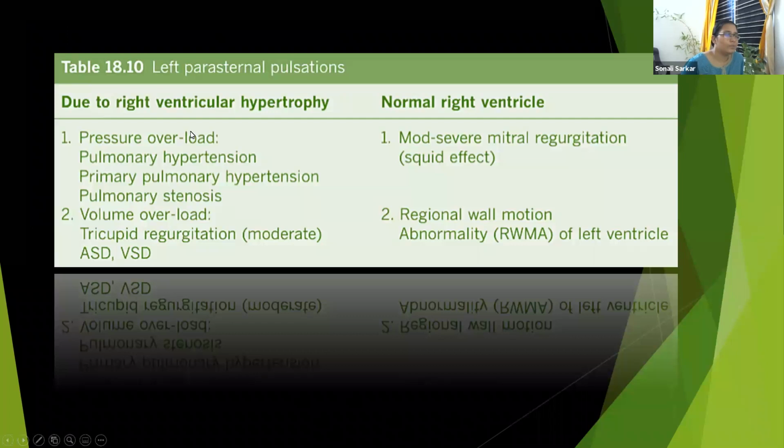So left parasternal pulsation may be due to right ventricular hypertrophy. It can be due to pressure overload or volume overload, or may be due to a normal right ventricle. Commonest cause is moderate to severe mitral regurgitation. This is known as the squid effect.